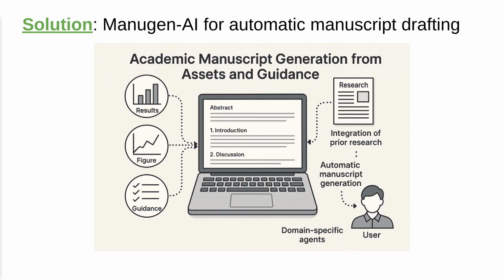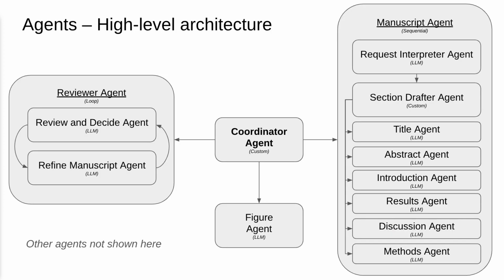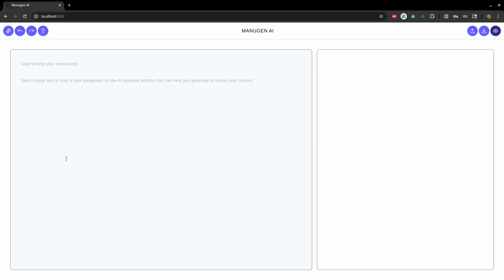So we built Manugen-AI to bring together your results, prior research, and some brief bullet points to automatically draft a manuscript. Manugen-AI has a coordinator agent that defines a custom complex orchestration logic. We use different types of agents based on LLMs, workflows such as loop and sequential agents, or on custom, more complex orchestration logic. Let me show you an example of how our system works.